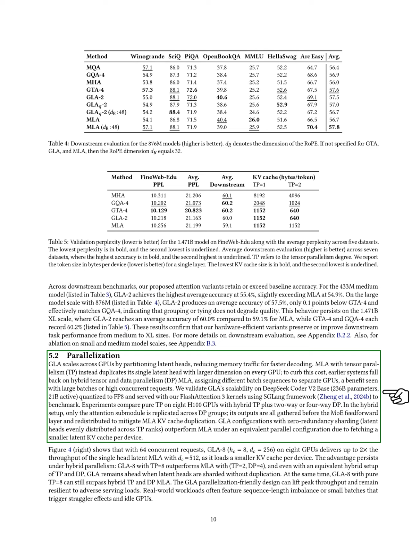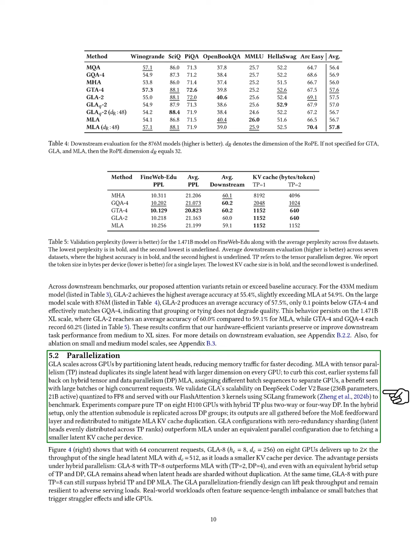We tested GLA's scalability using DeepSeek Coder v2 base, which has 236 billion parameters, quantized to FP8, and served with our Flash Attention 3 kernels. Our experiments compared pure tensor parallelism on 8 H100 GPUs with a hybrid approach that included two-way or four-way data parallelism. In the hybrid setup, only the attention module is replicated across data parallel groups, and its outputs are combined before the feed-forward layer to avoid duplicating the key value cache.